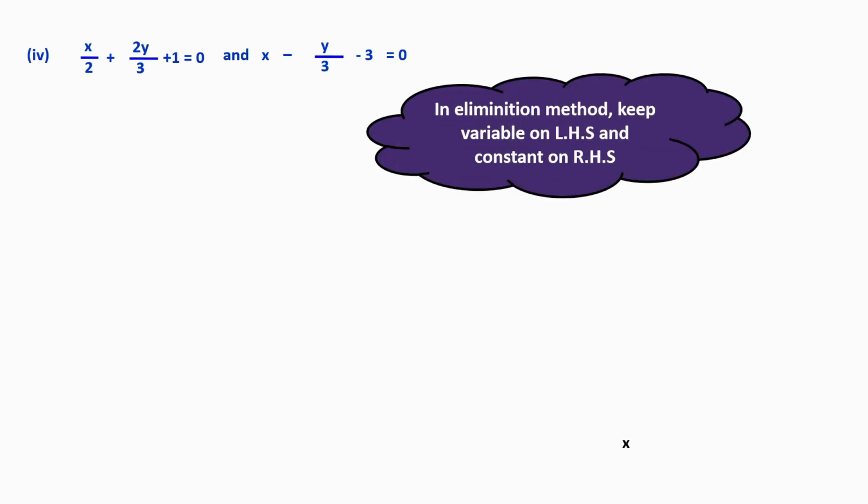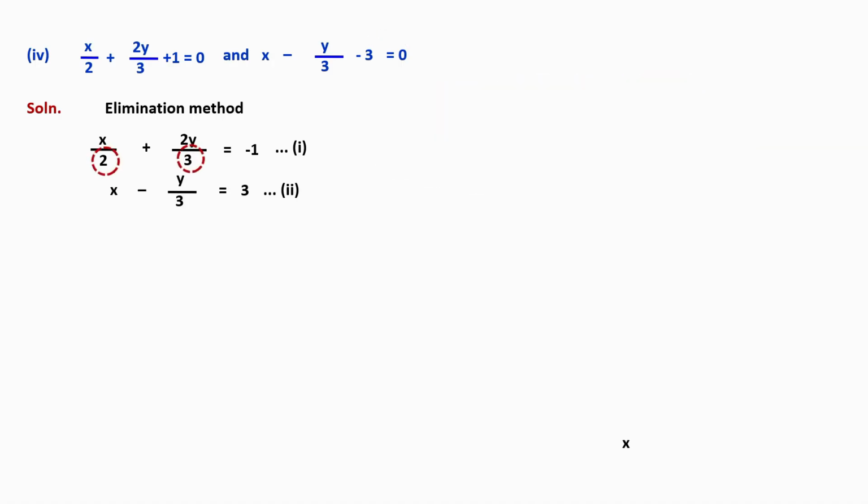Let us solve this question using the elimination method. We are given two equations. First equation, x divided by 2 plus 2y divided by 3 plus 1 equals 0. Second equation, x minus y divided by 3 minus 3 equals 0. First, we rearrange both equations by keeping variables on the left-hand side and constants on the right-hand side. So, the first equation becomes x divided by 2 plus 2y divided by 3 equals minus 1. And the second equation becomes x minus y divided by 3 equals 3.